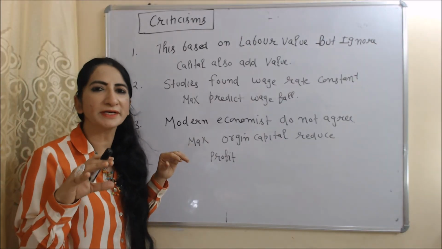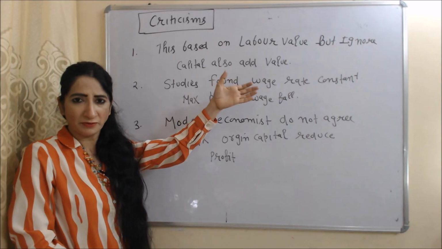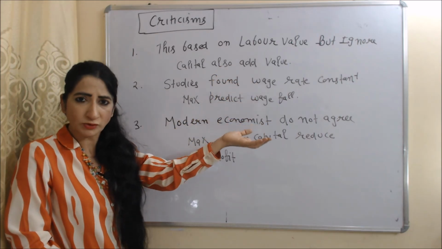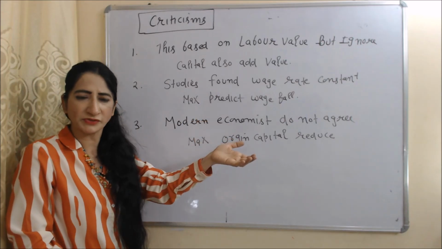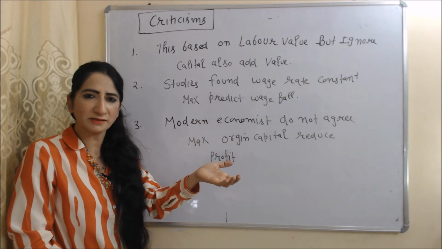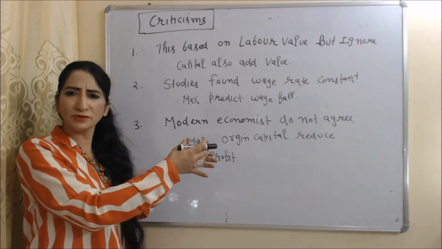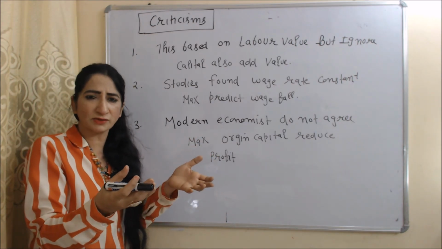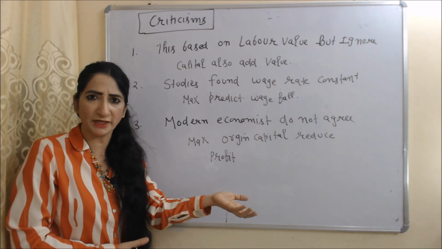Now we are going to talk about criticism of this theory. This theory is based on labor value but ignores that capital also adds value. Studies found the wage rate remains constant but Marx predicted the wage rate would fall, and modern economists do not agree with Marx's concept that organic composition of capital reduces the rate of profit.